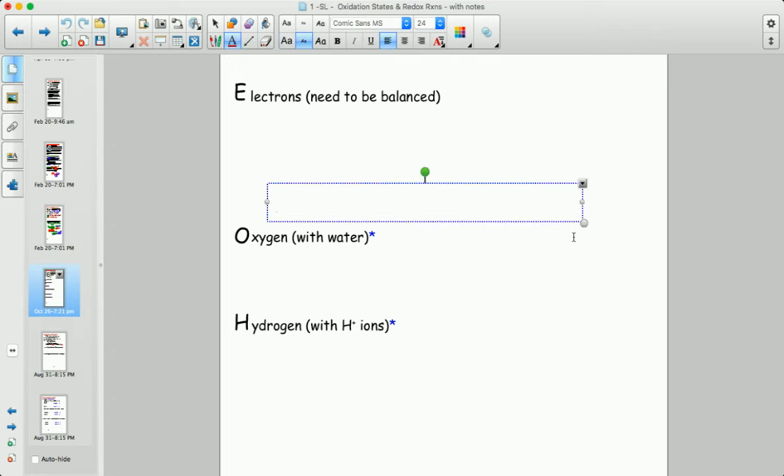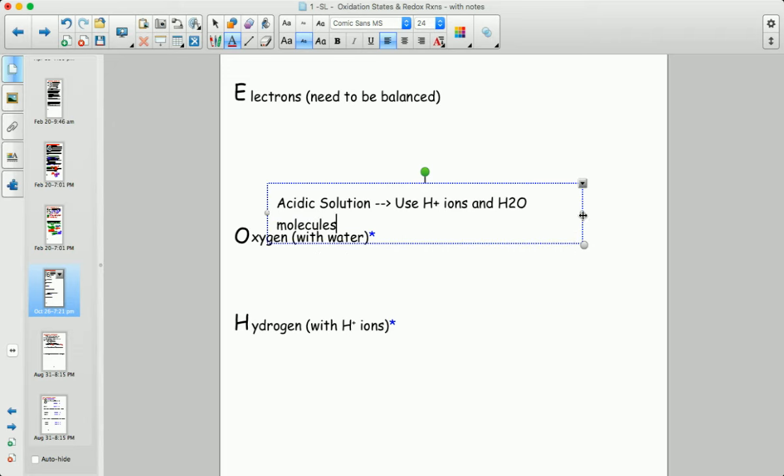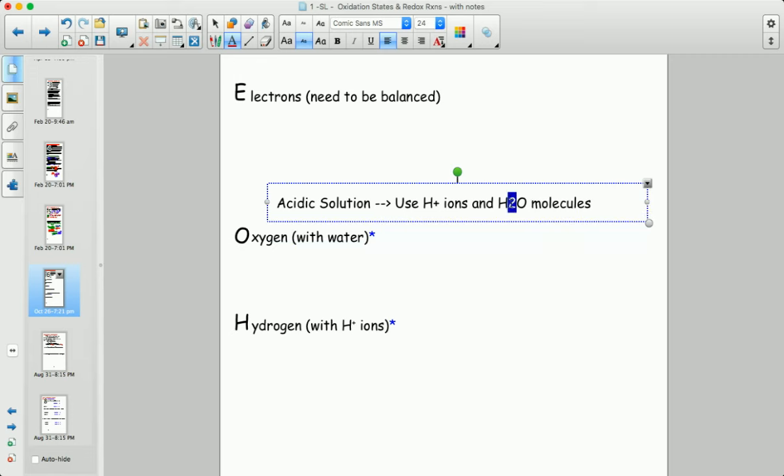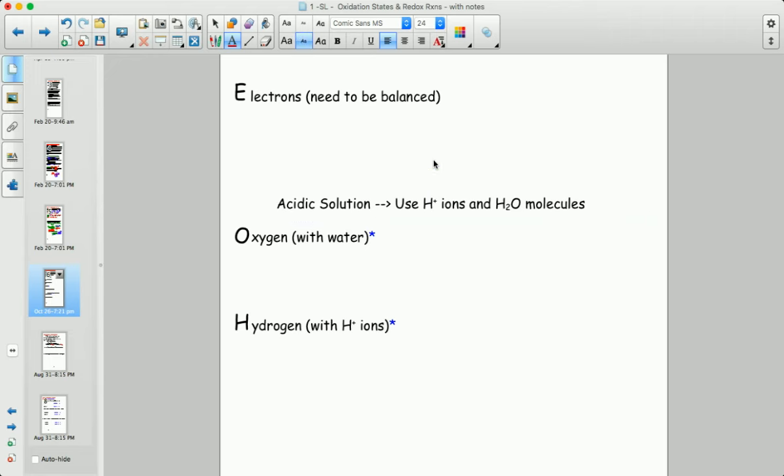If you're ever told that you're doing something in acidic solution, what that means is that you can use H+ ions, because acid is more or less equated to H+ ions, and you can use H2O molecules to help balance the equation. Because in acidic solution, there are lots and lots of water molecules, and there are lots and lots of H+ ions. So you're allowed to add those to the equation as needed to keep it balanced.